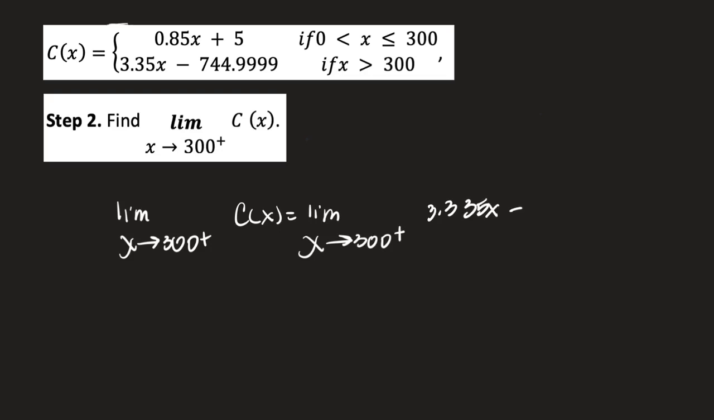3.35x minus 744.9999, and how many nines is that? Four nines. Again, we're going to directly substitute in, and we get 3.35.